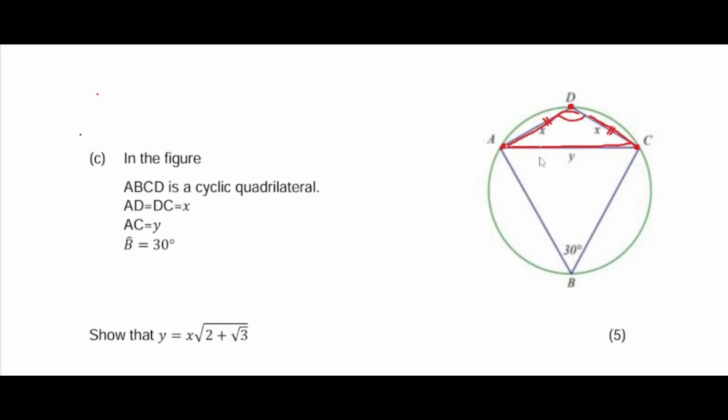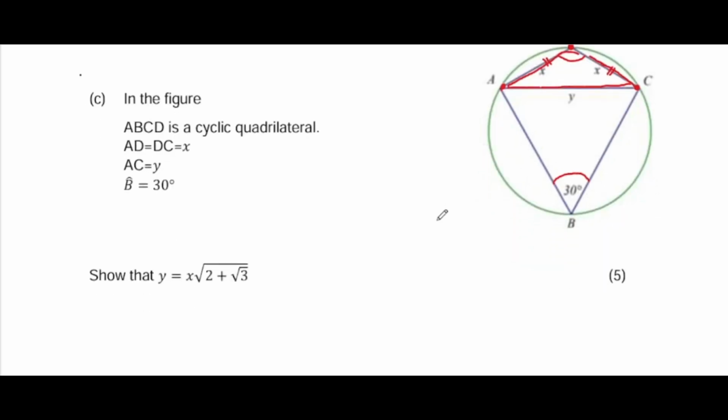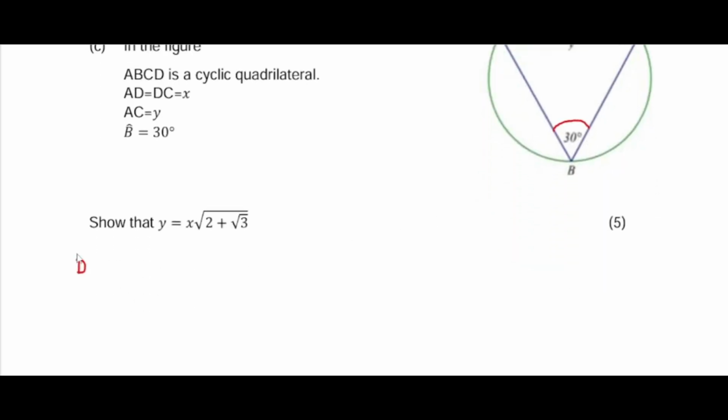So to find AC using the cosine rule, we need that angle, and it's easy for us to find that angle because angle D and angle B are supplementary angles. Why? Because opposite angles of a cyclic quad are supplementary. So I'm just going to first say angle D plus angle B is equal to 180. The reason is opposite angles of a cyclic quad.